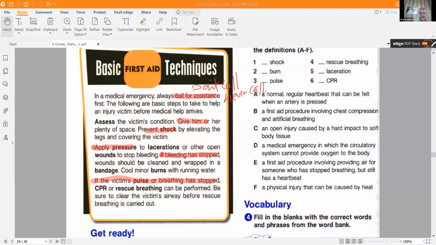Give him or her plenty of space. Negative: don't give him plenty of space, or never give him plenty of space. So this is the negative. Apply pressure to lacerations. So apply pressure, do not apply pressure, or never apply. So for the negative, you can say don't apply or never apply. Okay.